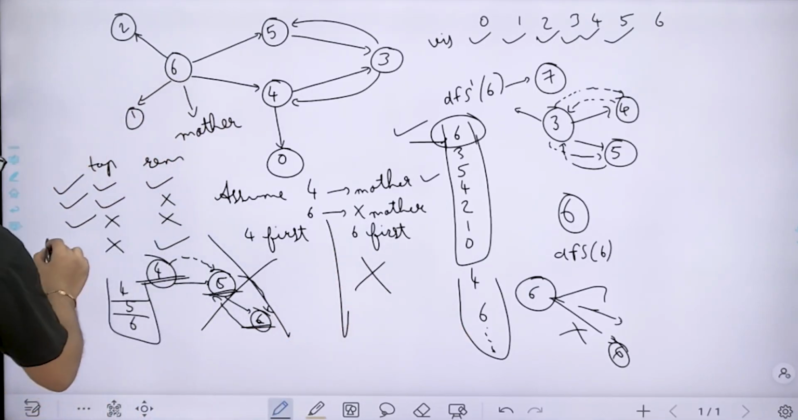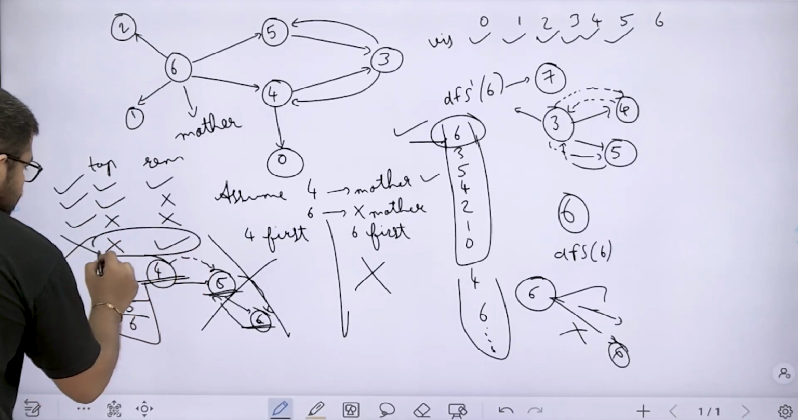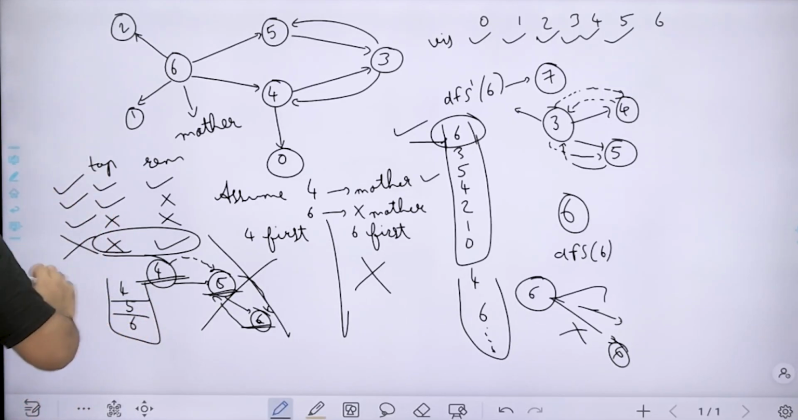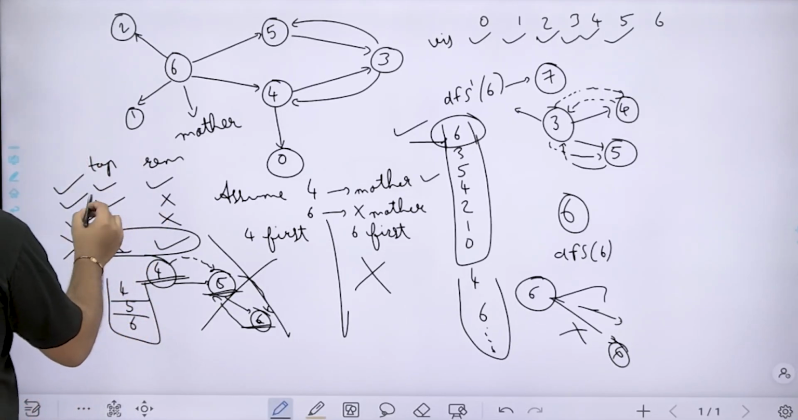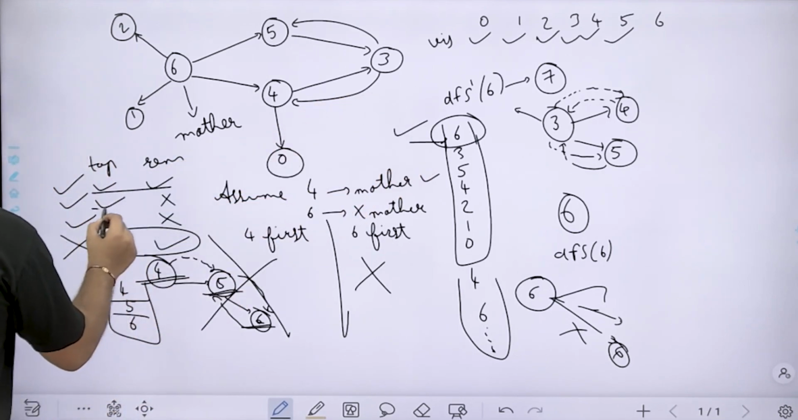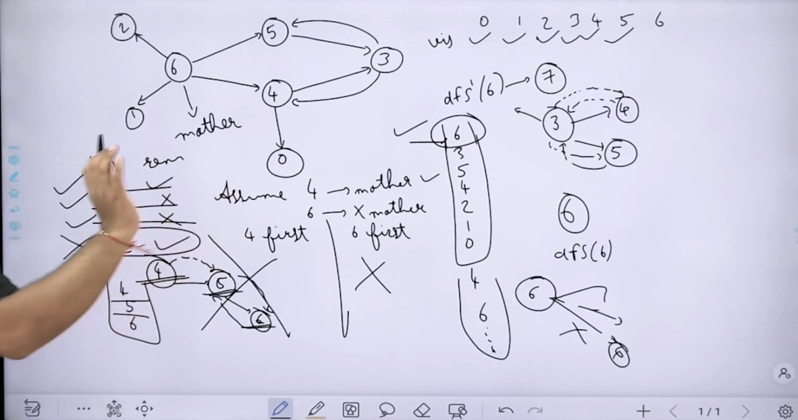So this is also not possible. So basically only this case is not possible: that the top element of the stack is not a mother vertex and there is a mother vertex somewhere in between. Only these 3 cases are possible. Either there can be multiple mother vertices on the top of the stack, or there can be one mother vertex on the top of the stack and the remaining do not have, or there is no mother vertex at all.